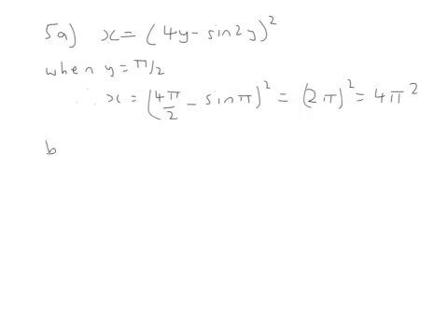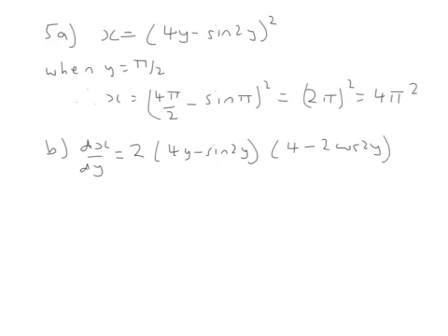Now in part B we've got to find the coordinates of A, because we need to find the tangent to the curve at P. So we need to find dx by dy. So we've got a bracket to the power 2, so when we differentiate it, it's 2 times that bracket to the power 1, and then I've got to differentiate the bracket. 4y differentiates to 4, sine 2y, well sine goes to cos, but then differentiate 2y, we get a 2.